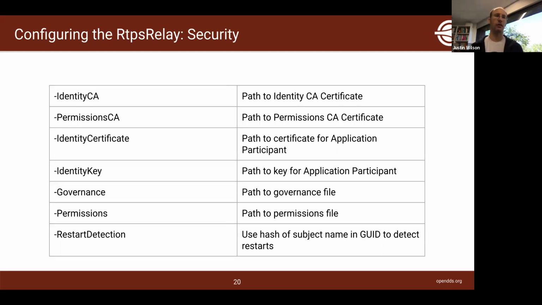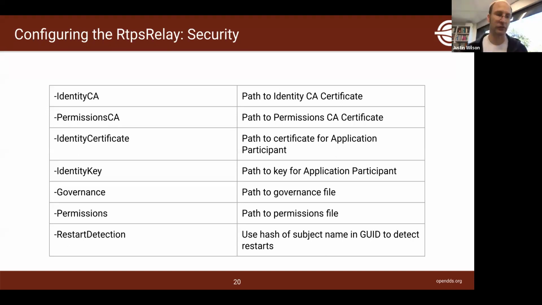Security-wise, it takes all of the security parameters that are necessary, namely the six files: the identity CA's certificate, the permission CA certificate, the identity certificate and key of the application participant, the governance file that is shared, and the permissions file. The permissions file doesn't have to have anything in it, really. It just needs to be a valid permissions file because the application participant doesn't create any topics or any readers or writers.